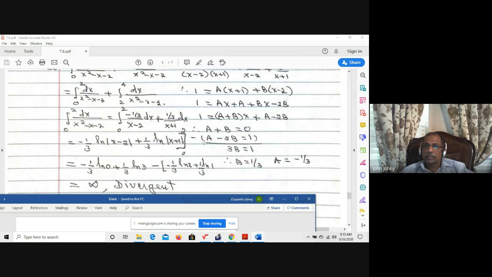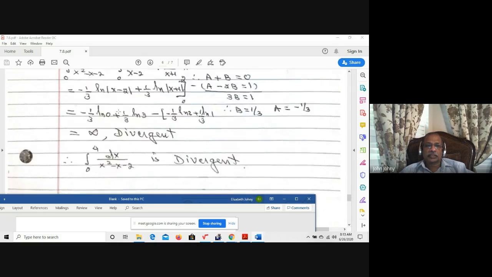Please note, when you subtract, 1 becomes negative. So 3B is negative 1. B is negative 1/3, A is positive 1/3, but when you substitute the limit, you get natural log of 0 somewhere, so that is divergent.